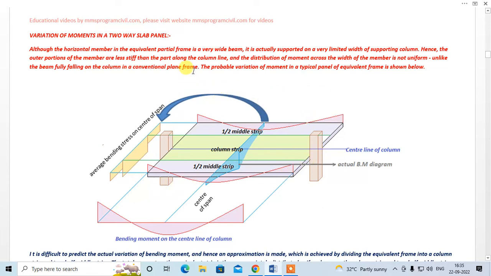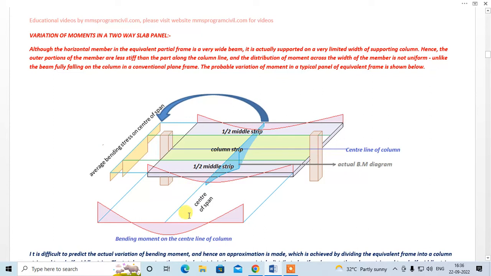The probable variation of moment in a typical panel of equivalent frame is shown below. Okay, so we can see this is going to take the maximum moment over here near the center line of the column. This is going to take the minimum moment, right? So as we move toward the center of the span, the moment resisting capacity varies something like that, right? Okay, so minimum over here, maximum over here, minimum over here. So this is a very complicated situation.